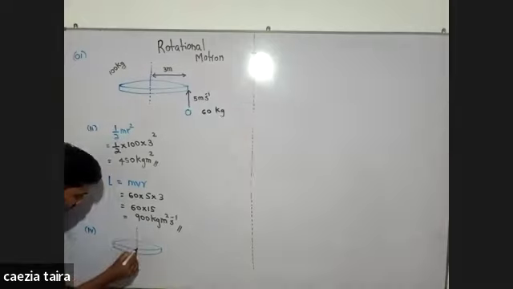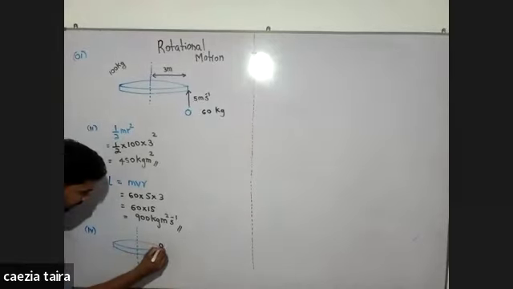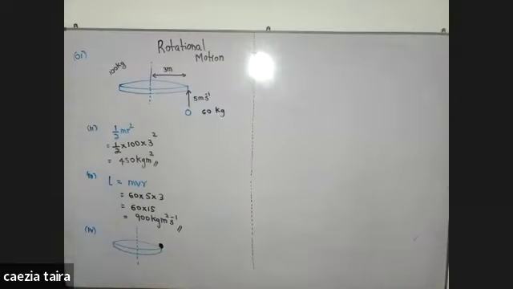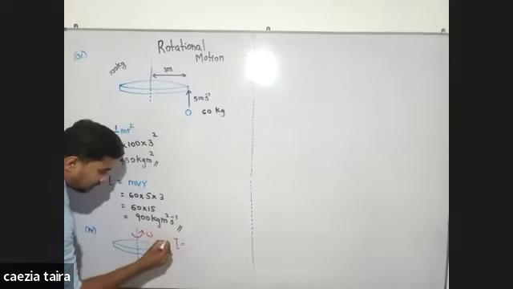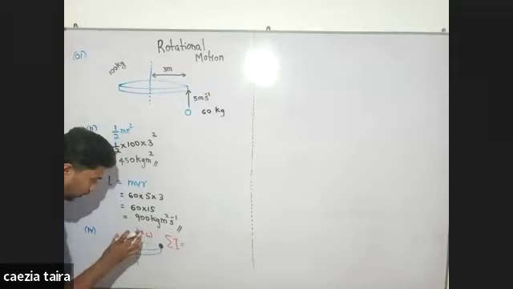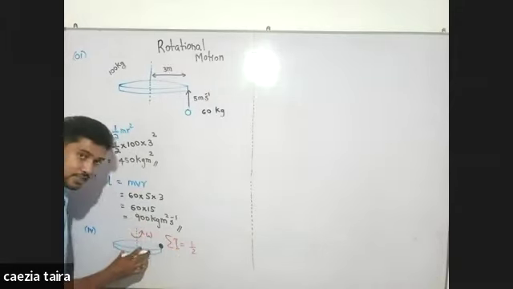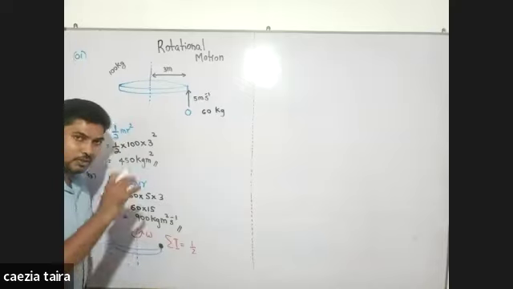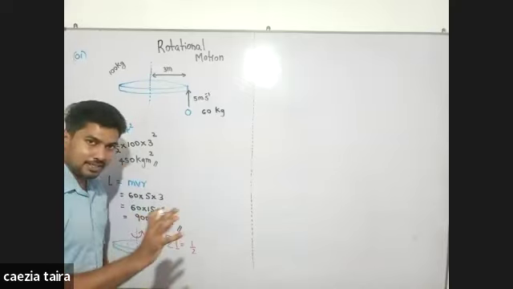There are two objects: the first is the platform, and the other is the man. Let's assume that after getting onto the platform, the system, platform plus man, is rotating around this axis with angular velocity omega. First of all, we have to find the total moment of inertia. There are two objects, a disk and a point object, and I mentioned that the man is considered as a point object.